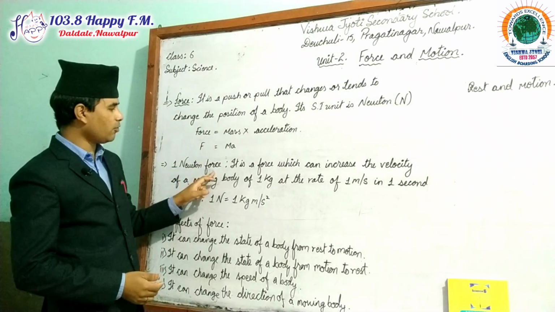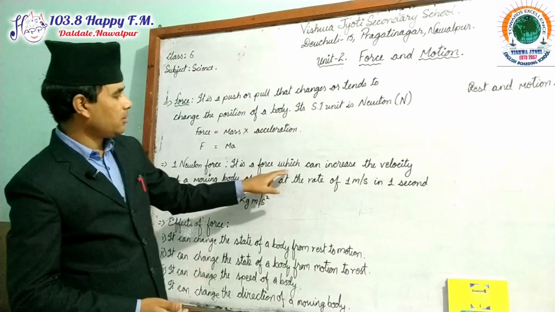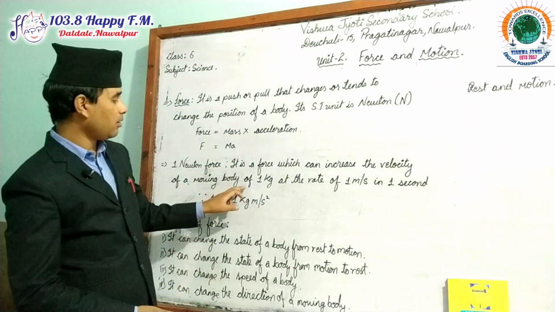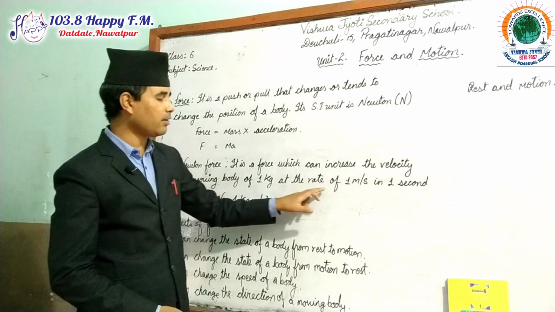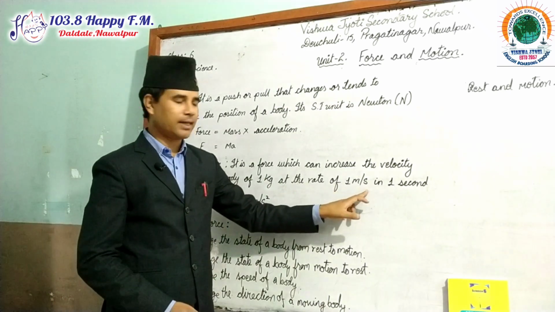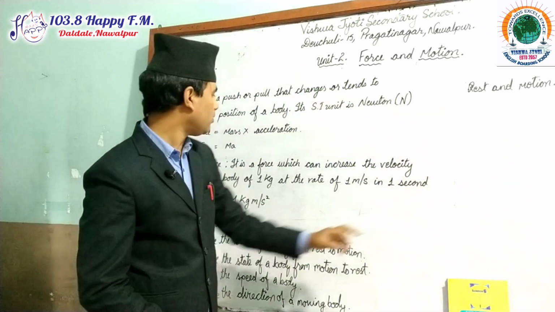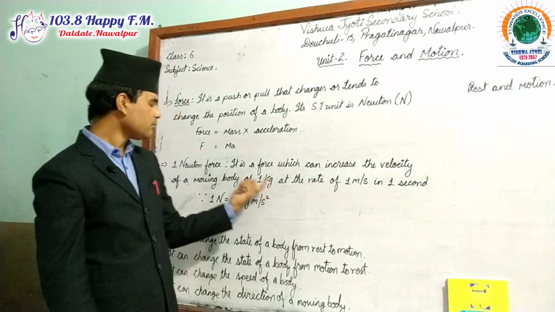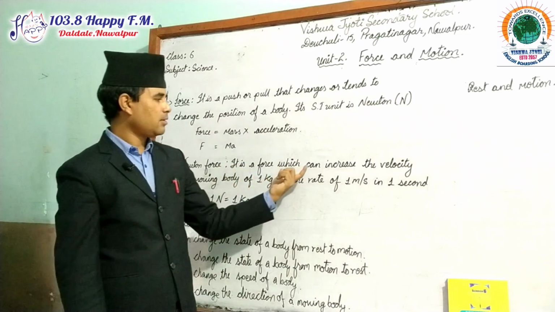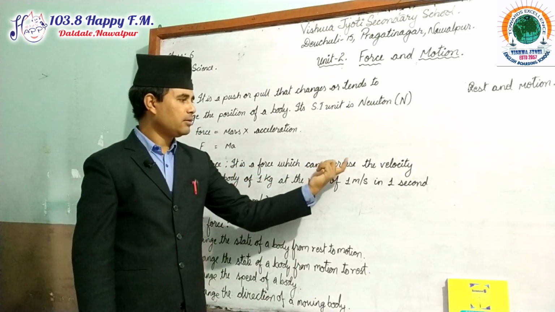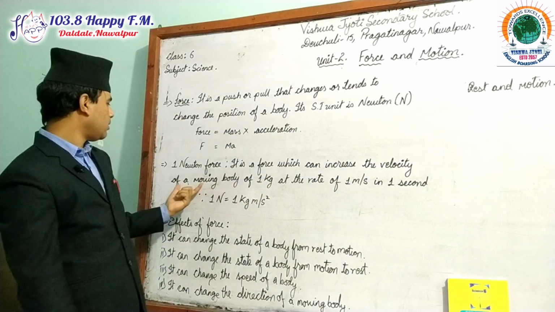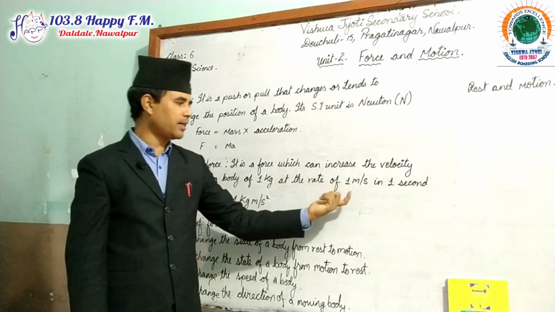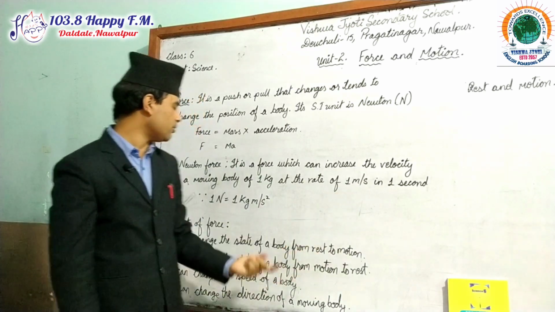Now, 1 Newton force. What is 1 Newton force? It is a force which can increase the velocity of a moving body of 1 kg at the rate of 1 meter per second in a second. You can define 1 Newton force in different forms also: a force applied to change a moving body of 1 kg mass by 1 meter per second square. You can define it like this also.